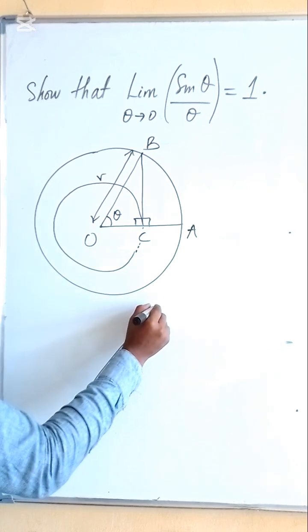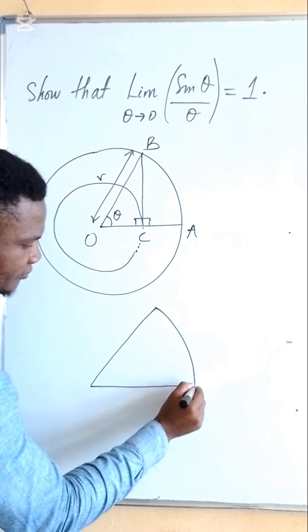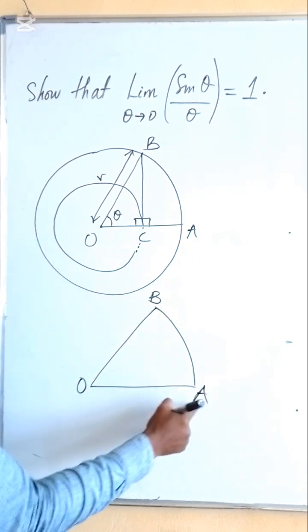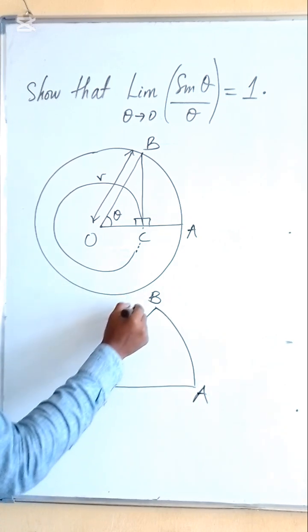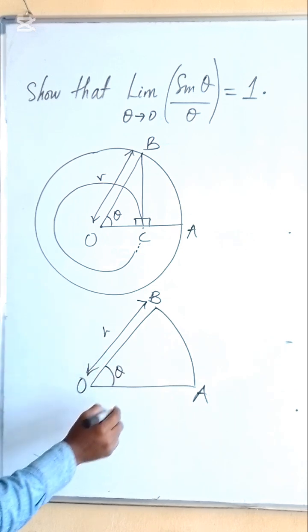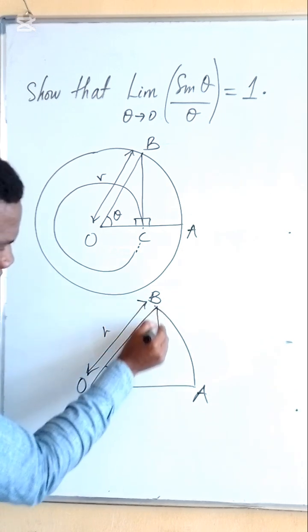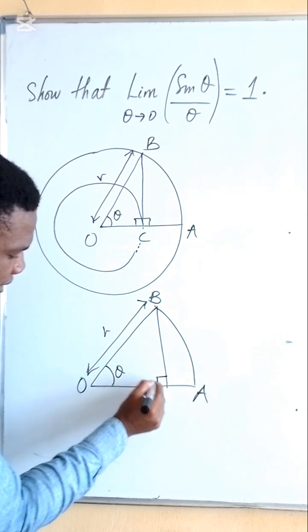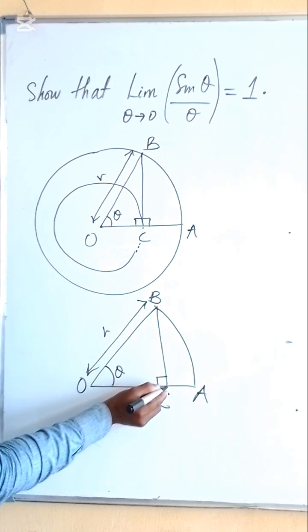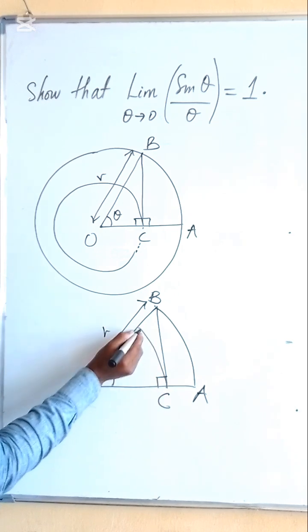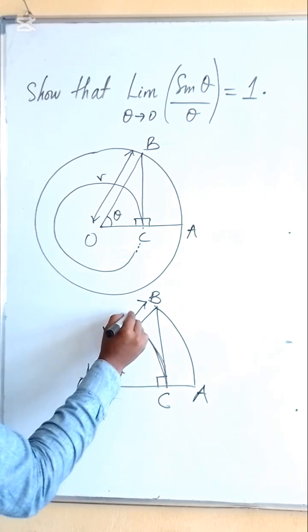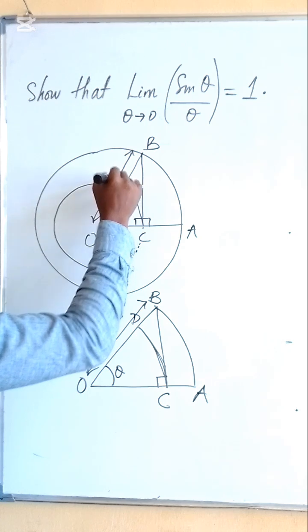Let's bring out the three shapes. I'm going to bring out the three shapes in this manner. So this is sector AOB, the big sector AOB that has a radius R. This is angle theta. This is a right angle triangle. I have a right angle triangle COB, and lastly I have within that right angle triangle a smaller sector we can call COD. Let's call this point here D.